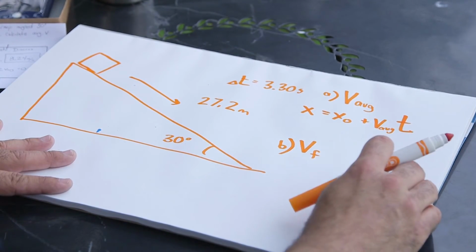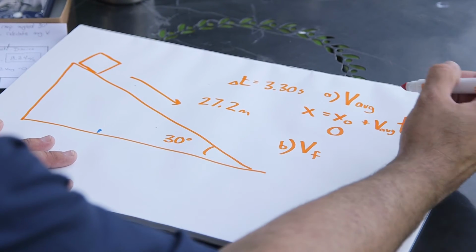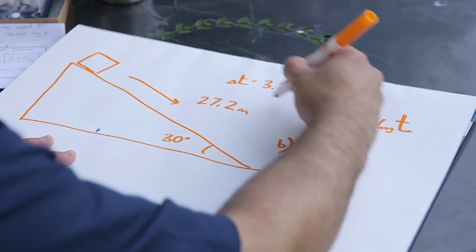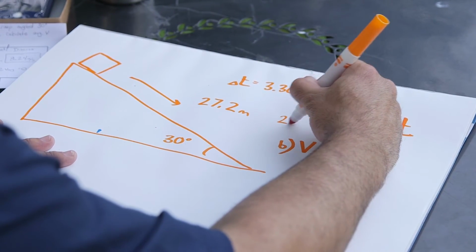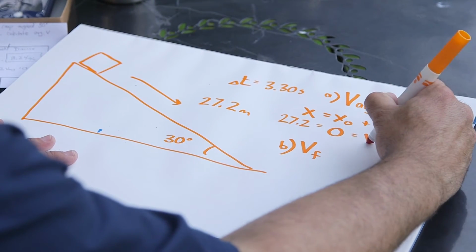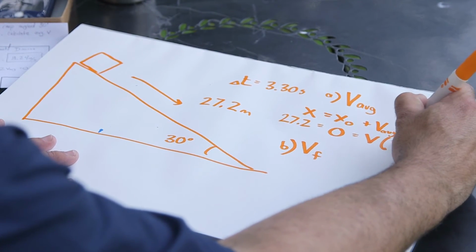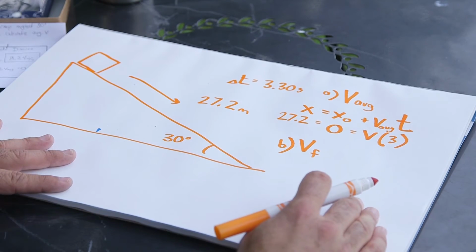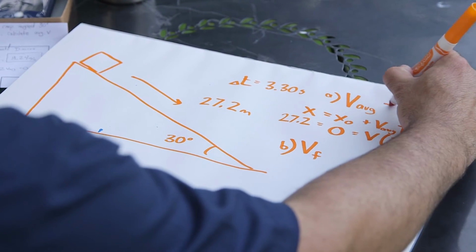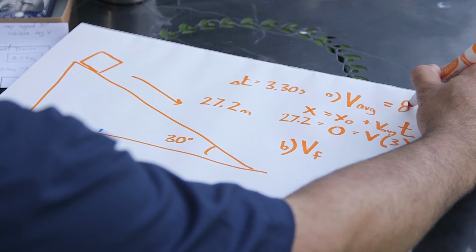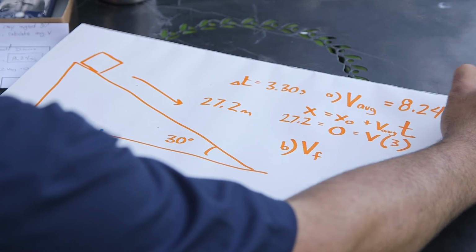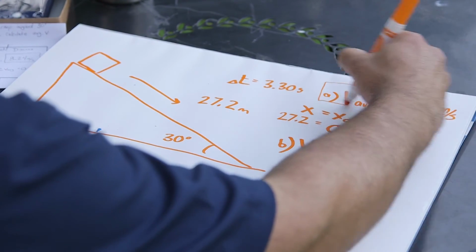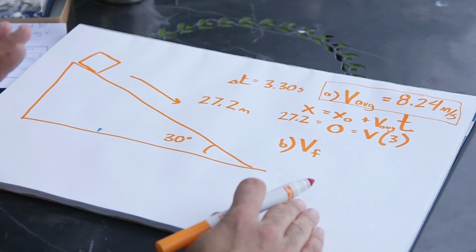All right, so let's plug in what we know. We know it starts at x equals 0. We know it ends 27.2 meters away. We don't know the velocity, but we do know that it takes 3.3 seconds to do that. So when I plug that into my calculator, it turns out that the average velocity is 8.24 meters per second.